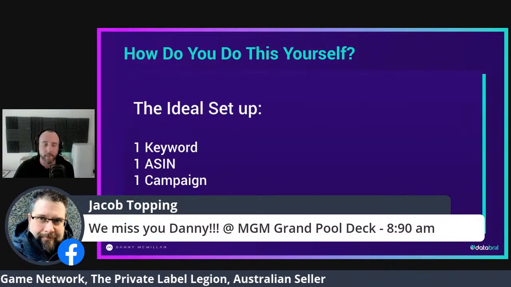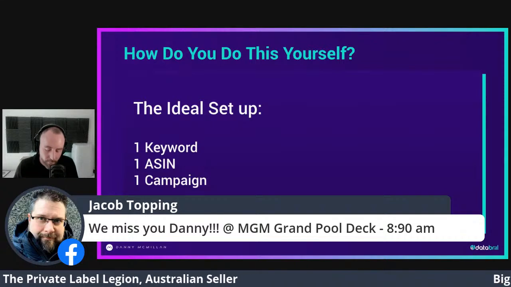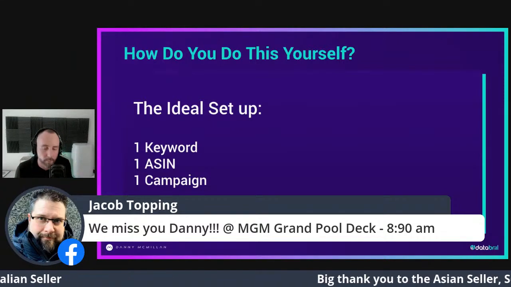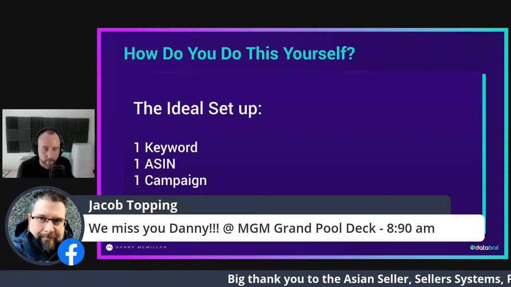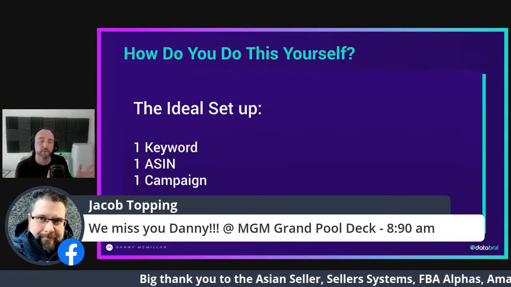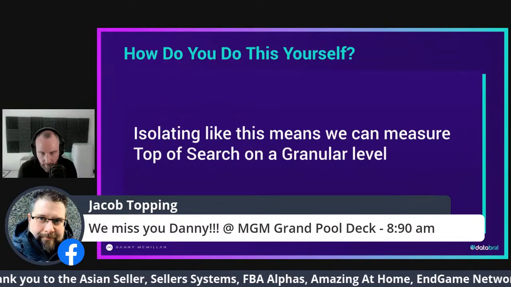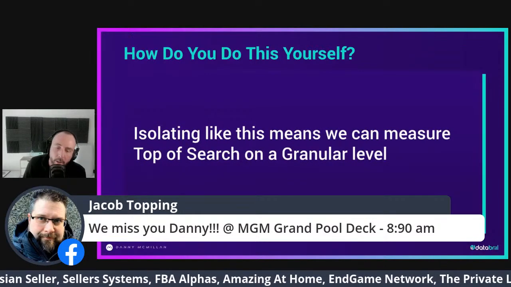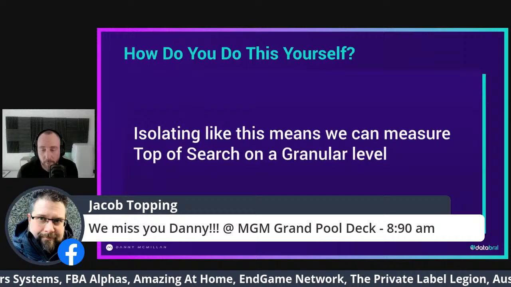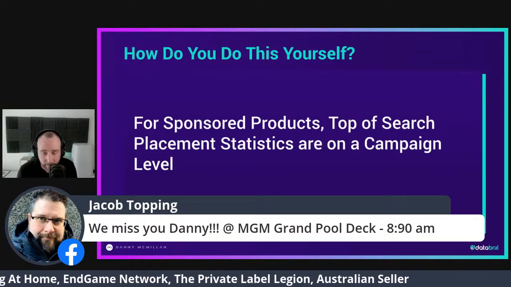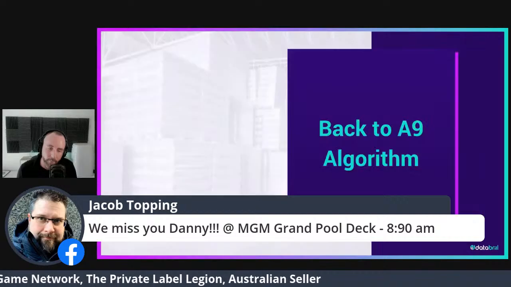Okay, going back in. So to do this yourself, the ideal setup is one keyword, one ASIN, one campaign. Now, if you've done this numerous times, then you can do multiple campaigns here. But if this is your first time, just as an example, one keyword, one ASIN, one campaign. Isolating like this means that you can measure top of search on a granular level. And for sponsored products, top of search placement statistics are on a campaign level.